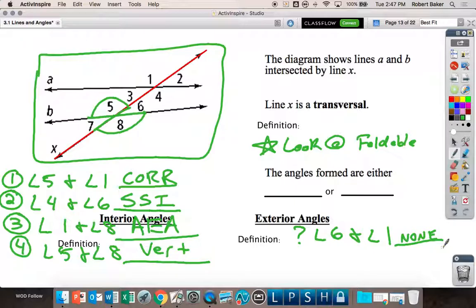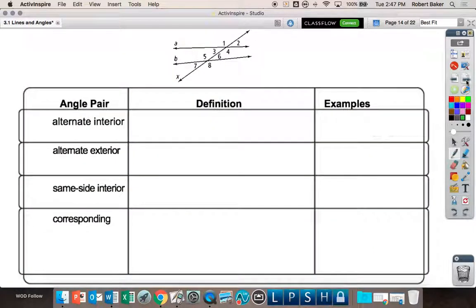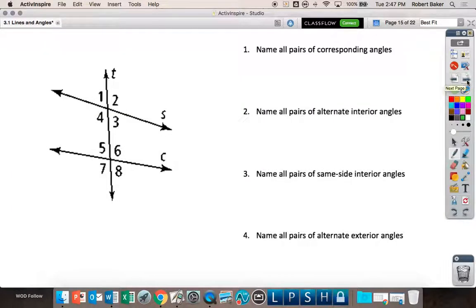So kind of like what your quiz looks like, it says, what are they? And you just have to write them in there. And I think if you have more time to look at your foldable, then you'll be a little more comfortable with it. Skipping that. All right, so here's what it looks like here. It just says name all the corresponding angles.